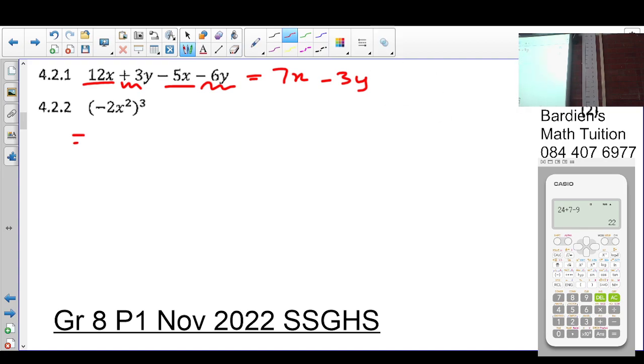Next, what do you do first here? The exponent, negative 2 to the exponent 3. Negative to any odd exponent will always be negative. Yes. 2 cubed. x to the exponent 2 times 3? 6. Remember, if something with an exponent is raised to a higher exponent, we multiply the exponents. What is 2 cubed? 8. 2 times 2 times 2 is 8.